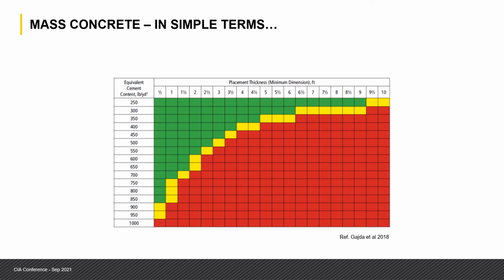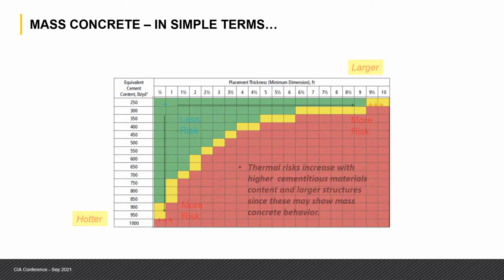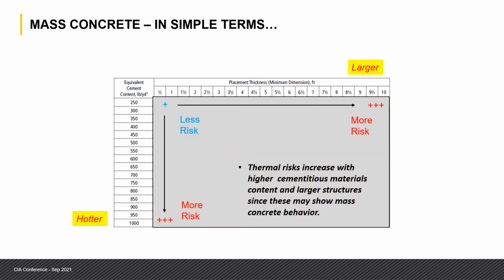But if you have other limits, then obviously you have to consider different definitions for mass concrete in terms of the numbers you're going to use to draw the line between where it is mass concrete and where it's not. But in summary, the concept is: the larger the structure and the more cementitious, the higher the risk of behaving as mass concrete.